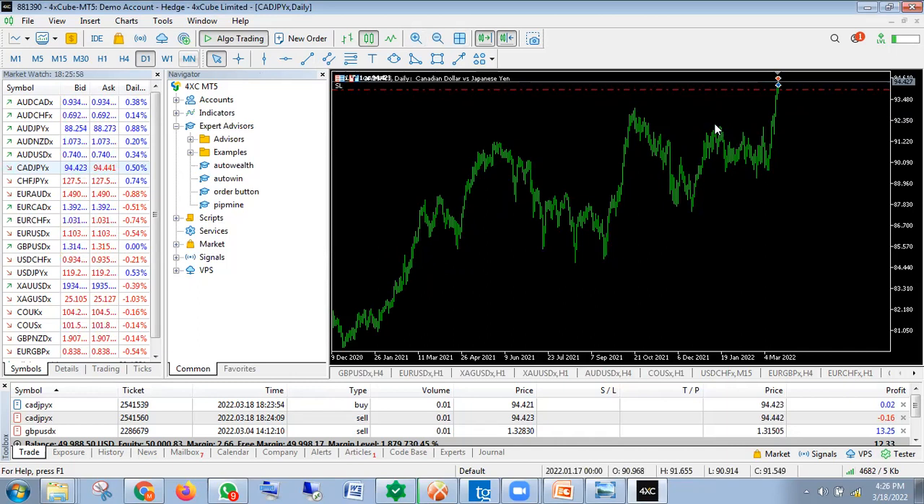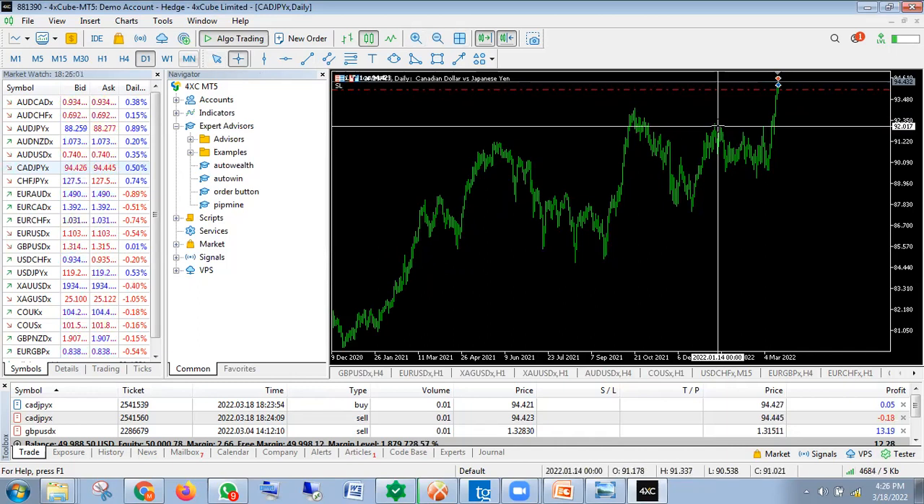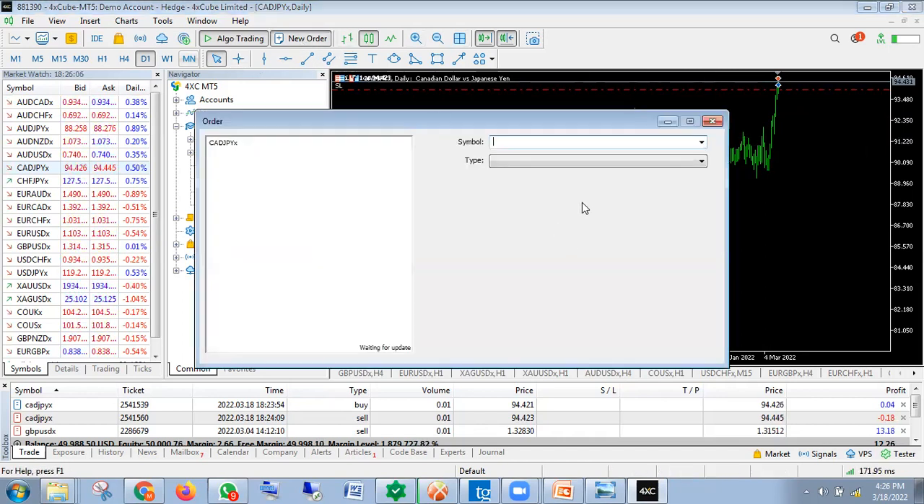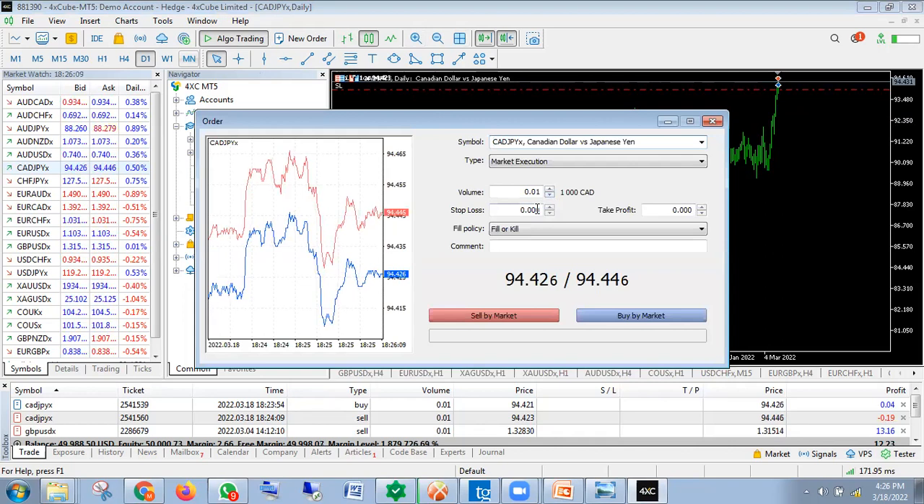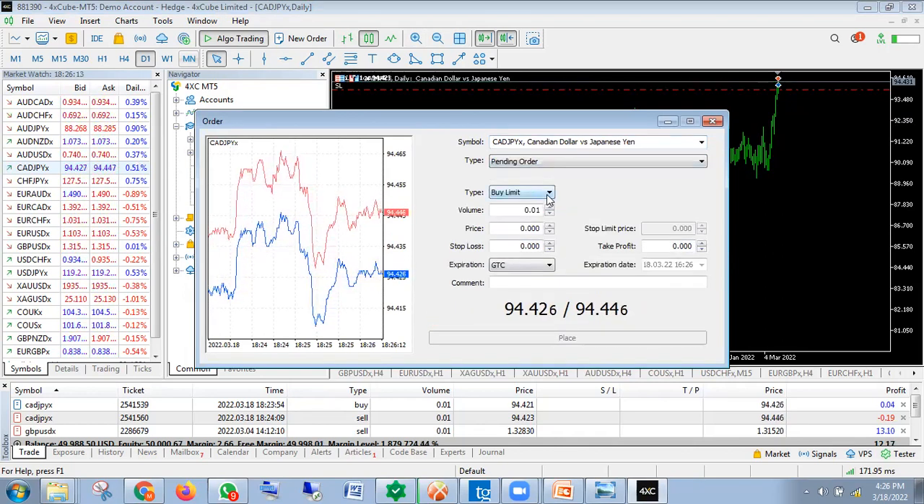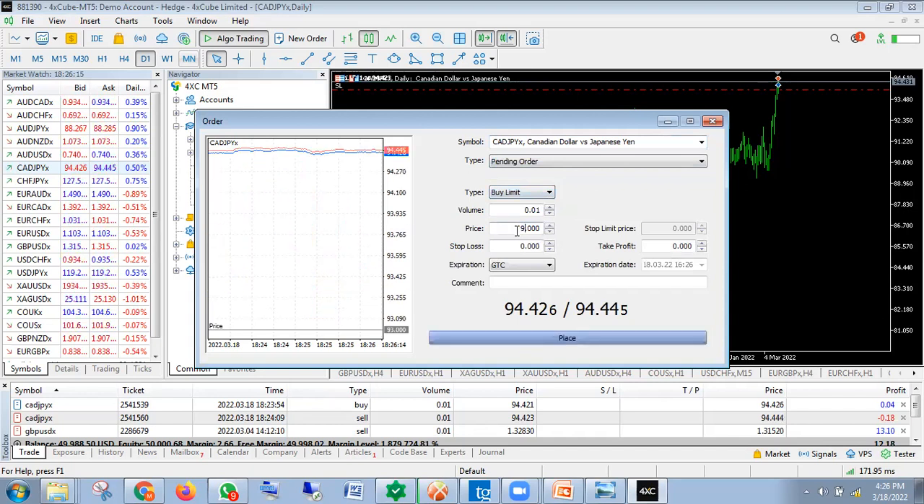Let's do it for buy limit. So I want to place a buy limit here. What's the price? The price is 92.017, so let me just place that at 92. I'm still buying, I want the market to go up. So I select pending order and then select buy limit. That's 92. I can place my TP here at 93.